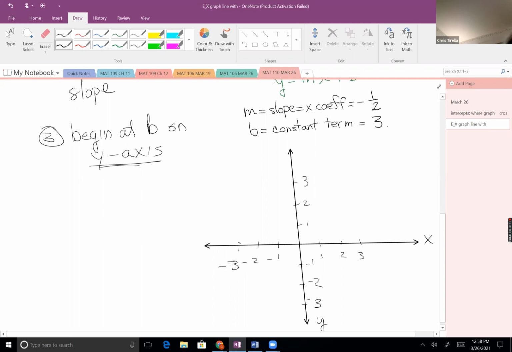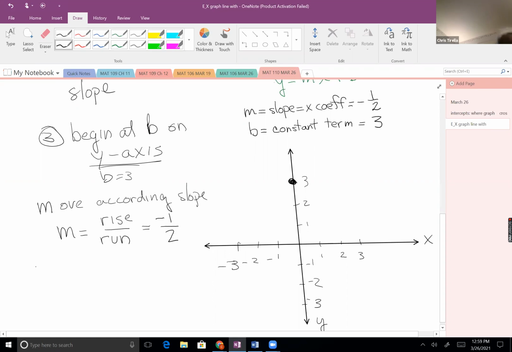And so B is where I begin on the y-axis. And so B is 3, in my example. And then I move according to the slope. And we said that the slope was the rise over the run. And so here, my slope is -1/2.